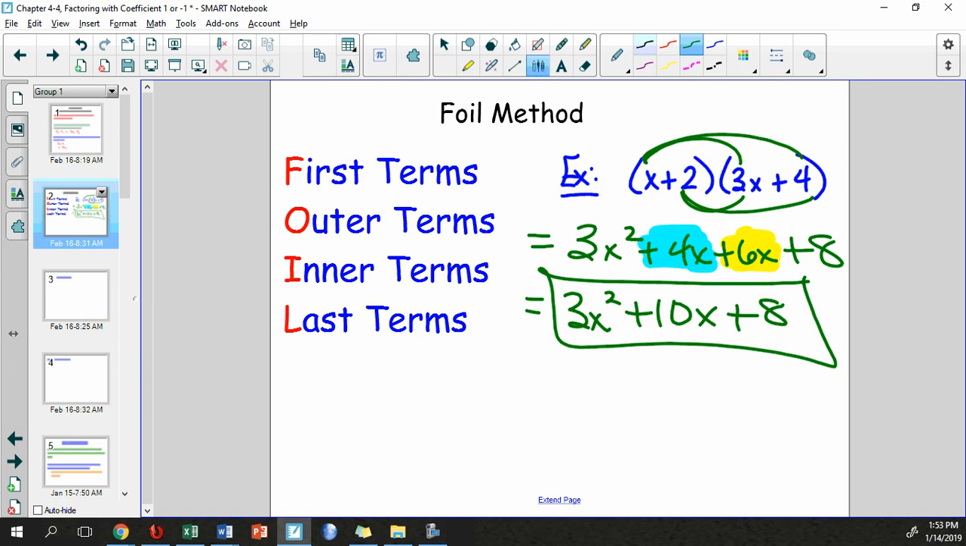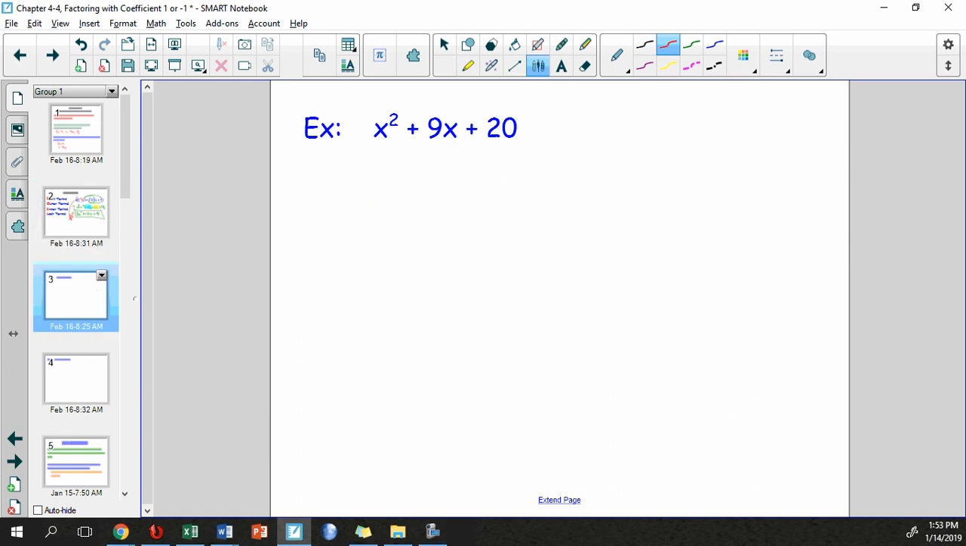Why am I teaching FOILing? Well, because when you teach factoring, it is the opposite of FOILing. Meaning, I am going to give you the green box we just found, and you are going to come up with the 2 binomials that we FOILed together. So we're going backwards today. So how do we go about that? Here we go.